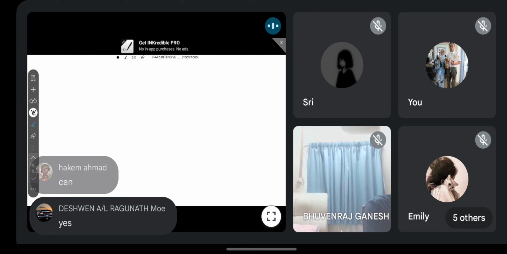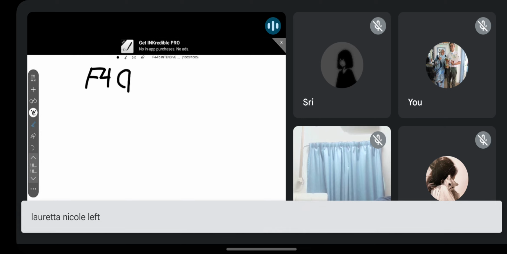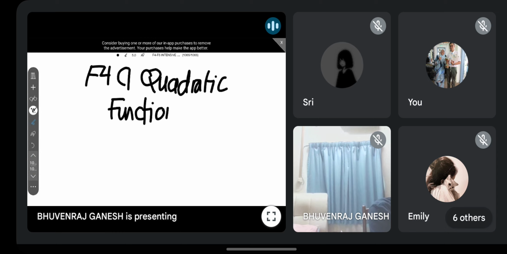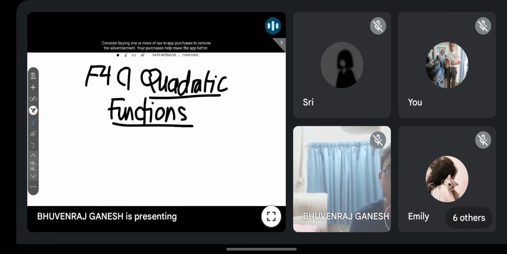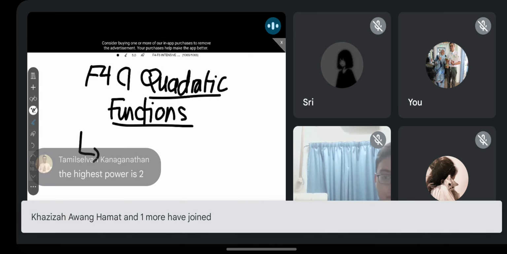Okay, so today we are going to learn Form 4 Chapter 1, Form 4 Bab 1. Quadratic function. First of all, you must understand the term quadratic function. Persamaan kuadratik, kamu kena faham apa maksud dia. So quadratic function, what does this mean? Can anyone tell me? Apa maksud persamaan kuadratik? What is the meaning of quadratic function? Can you all give me characteristics, ciri-ciri that will help you to identify itu adalah persamaan kuadratik? What is the characteristic that can help you identify?